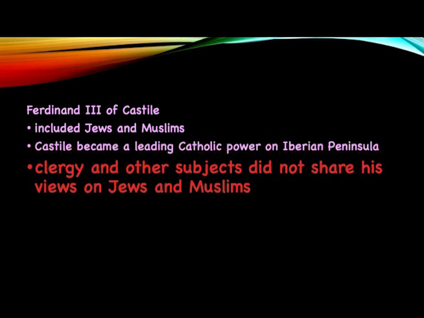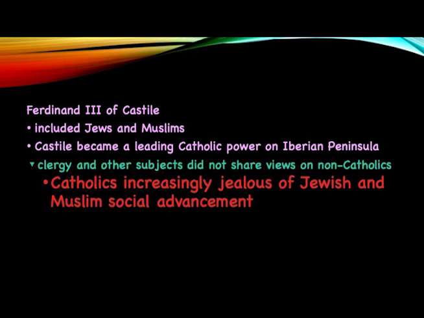As elsewhere in Catholic Europe, neither the Catholic clergy nor Ferdinand III's other subjects looked kindly on his attitude towards Jews and Muslims. Catholics among the elites and the subordinate classes increasingly became jealous of Jewish and Muslim social advancement, believing that immigrants undermined their social, political, and economic status.